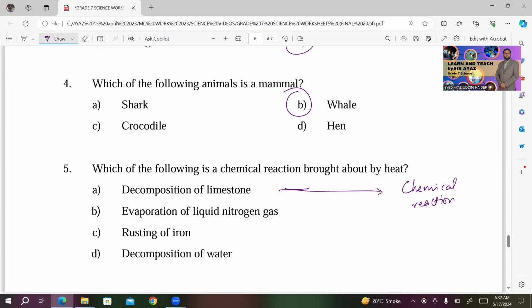Number 1 is chemical reaction. Number 2 is not chemical reaction. Rusting of iron is also chemical reaction. Decomposition of water, it is also chemical reaction. In all these 3 cases, you have new products obtained. Now in the question, they are saying which of the following is a chemical reaction brought about by heat, which means you have to provide heat. It must be decomposition of limestone. Limestone is calcium carbonate. It will decompose when you heat it.